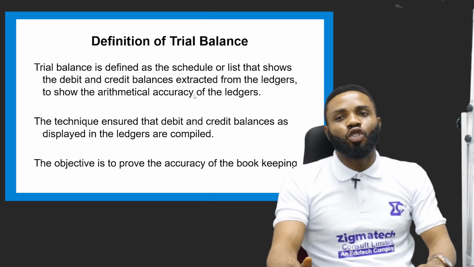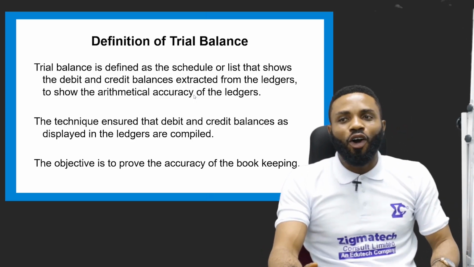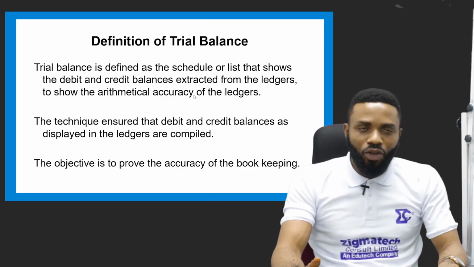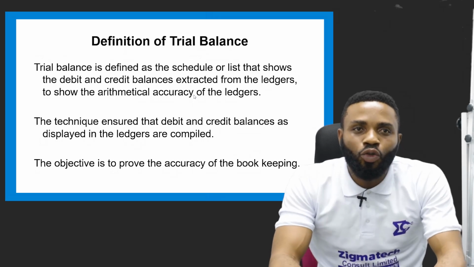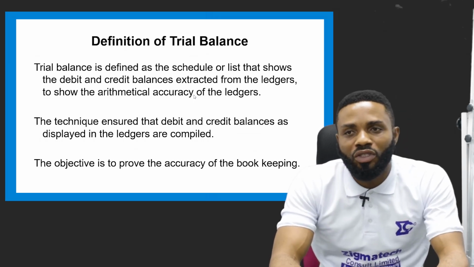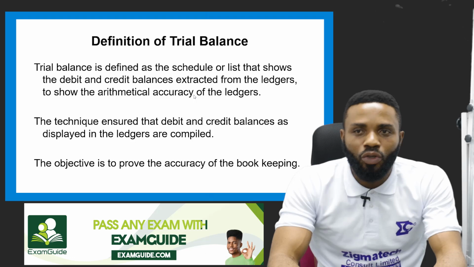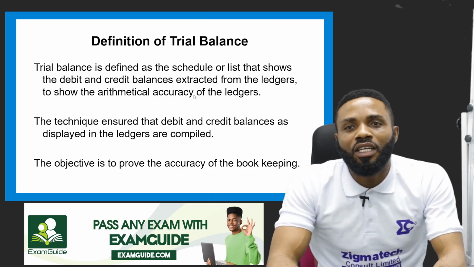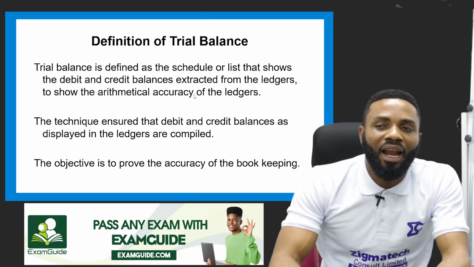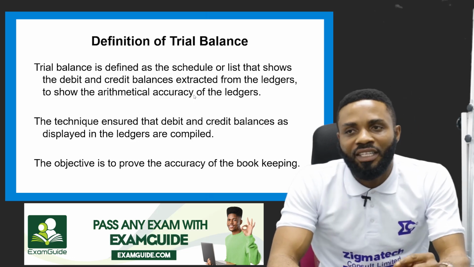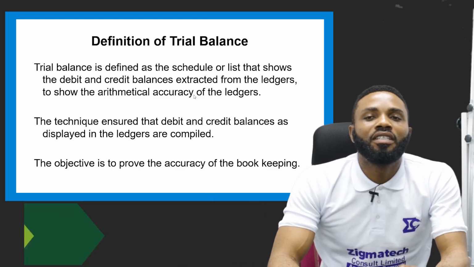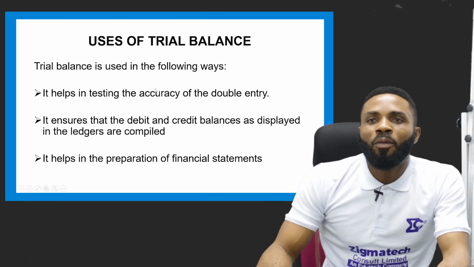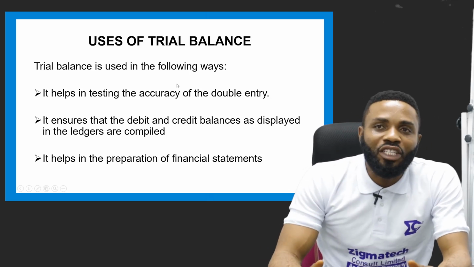Now, the objective is to prove the accuracy of the bookkeeping. Accounting is a noble profession. We accountants do not want to play with people's hard-earned currencies. So they have different systems to test the accuracy of the process. So a trial balance is one of that system. It helps to find out if the transactions are objective enough. Now, we have said it is to test.